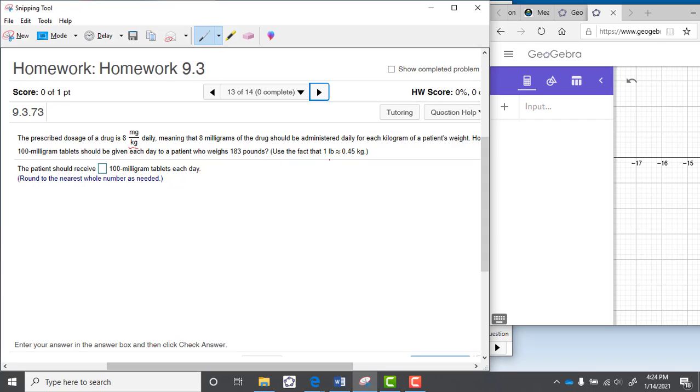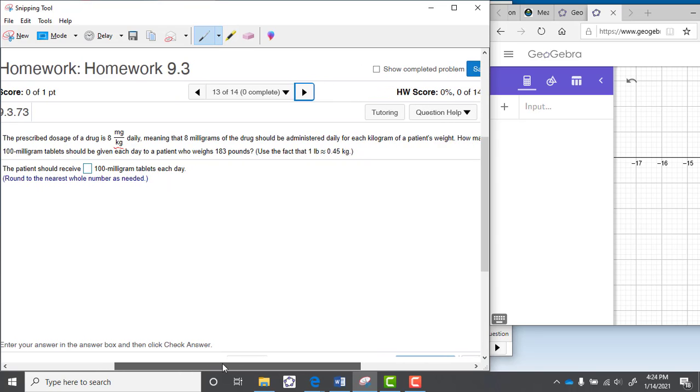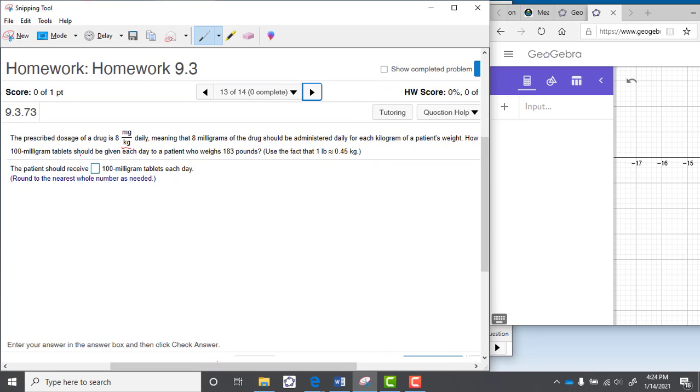So let's look at the question. How many 100 milligram tablets should be given each day to a patient who weighs 183 pounds? As you can see, this patient has a weight of 183 pounds, so it's not in kilograms. In order to determine how many tablets, which depends upon the dosage, we need to figure out the patient's weight in kilograms.